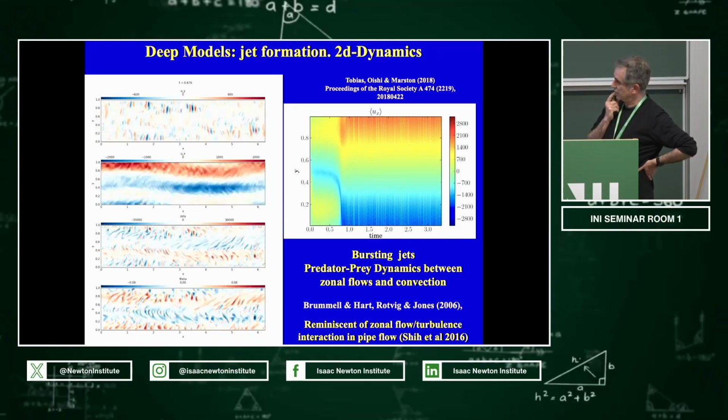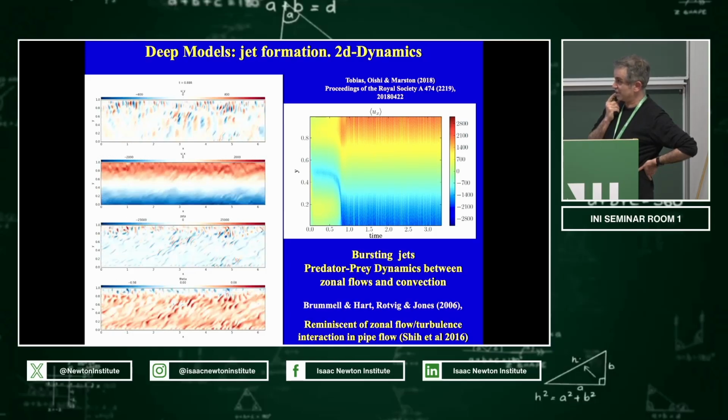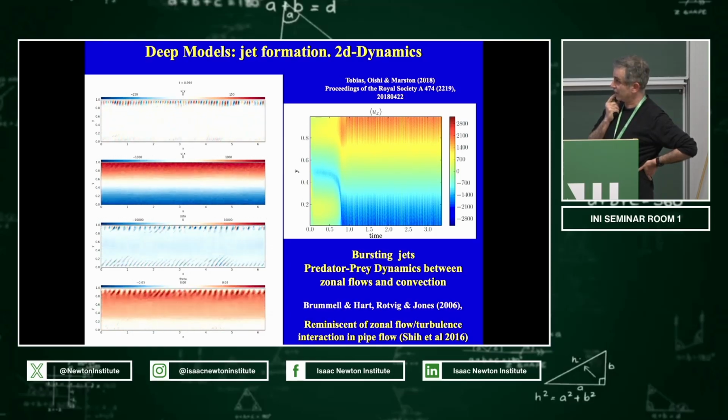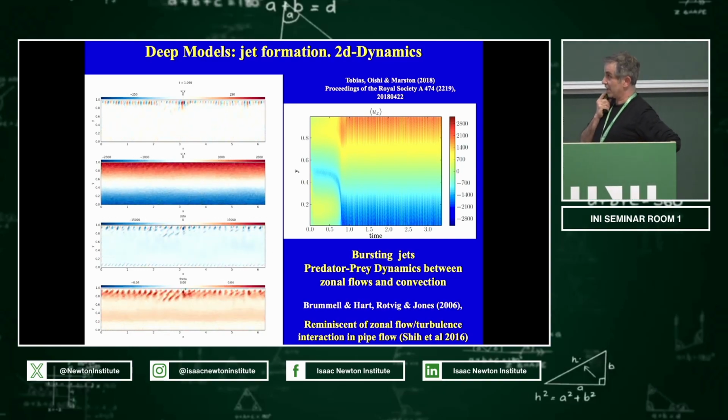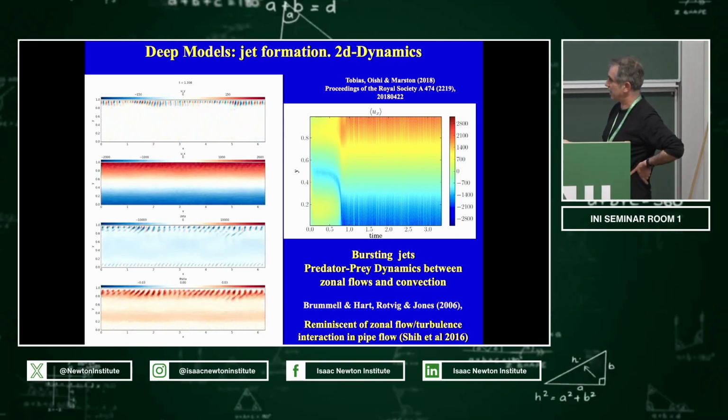So one of these jets is going to disappear in a minute. So now we've got 2 jets, but that 2 jets is not quite the right wavelength either. And now we get this kind of bursting behaviour. This is what we call the predator-prey dynamics.